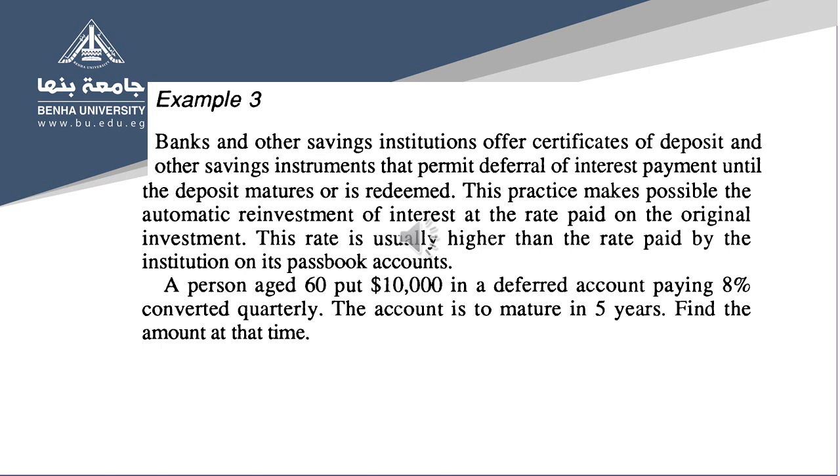But you can understand very closely. This is 8% converted quarterly. i divided by 4 equal 2%, 0.02. In 5 years converted quarterly must be multiplied by 4, n equal 20. And you can make an easy substitution in your compound interest formula. S equal P multiplied by 1 plus i to the power n.